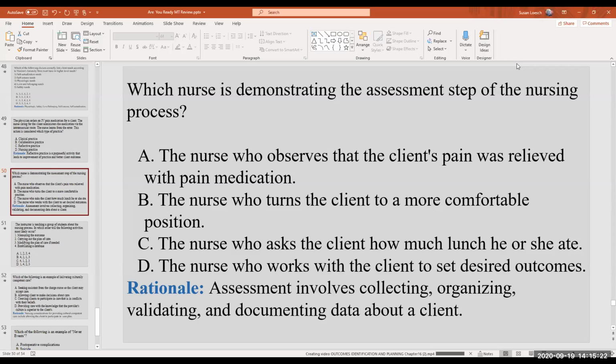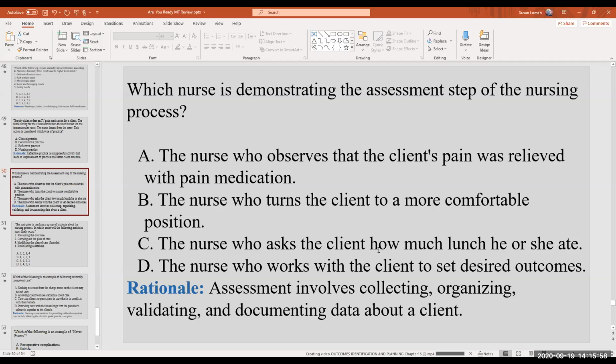Which nurse is demonstrating the assessment step of the nursing process? A, the nurse who observes the client's pain was relieved with pain medication. B, the nurse who turns the client to a more comfortable position. C, the nurse who asks the client how much lunch he or she ate. Or D, the nurse who works with the client to set desired outcomes. C. C.